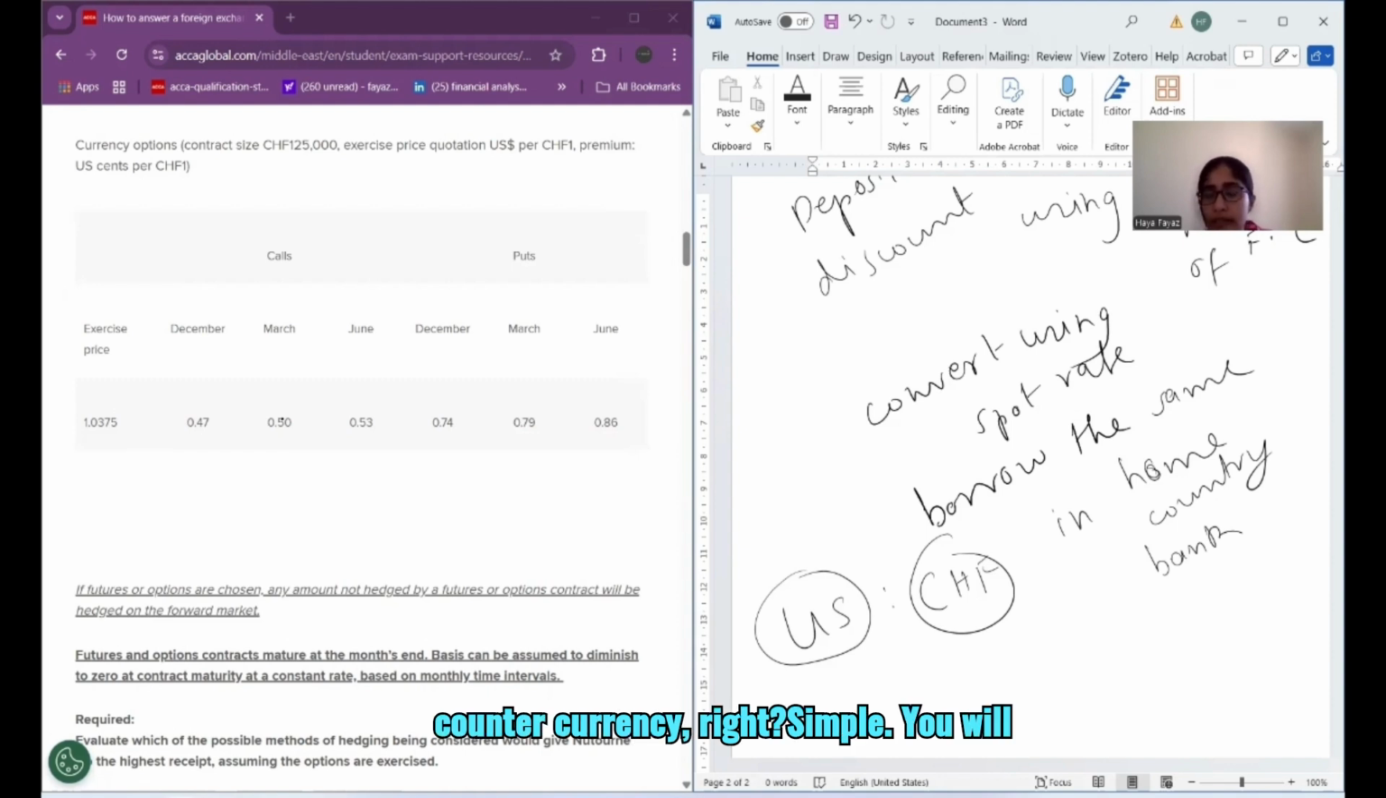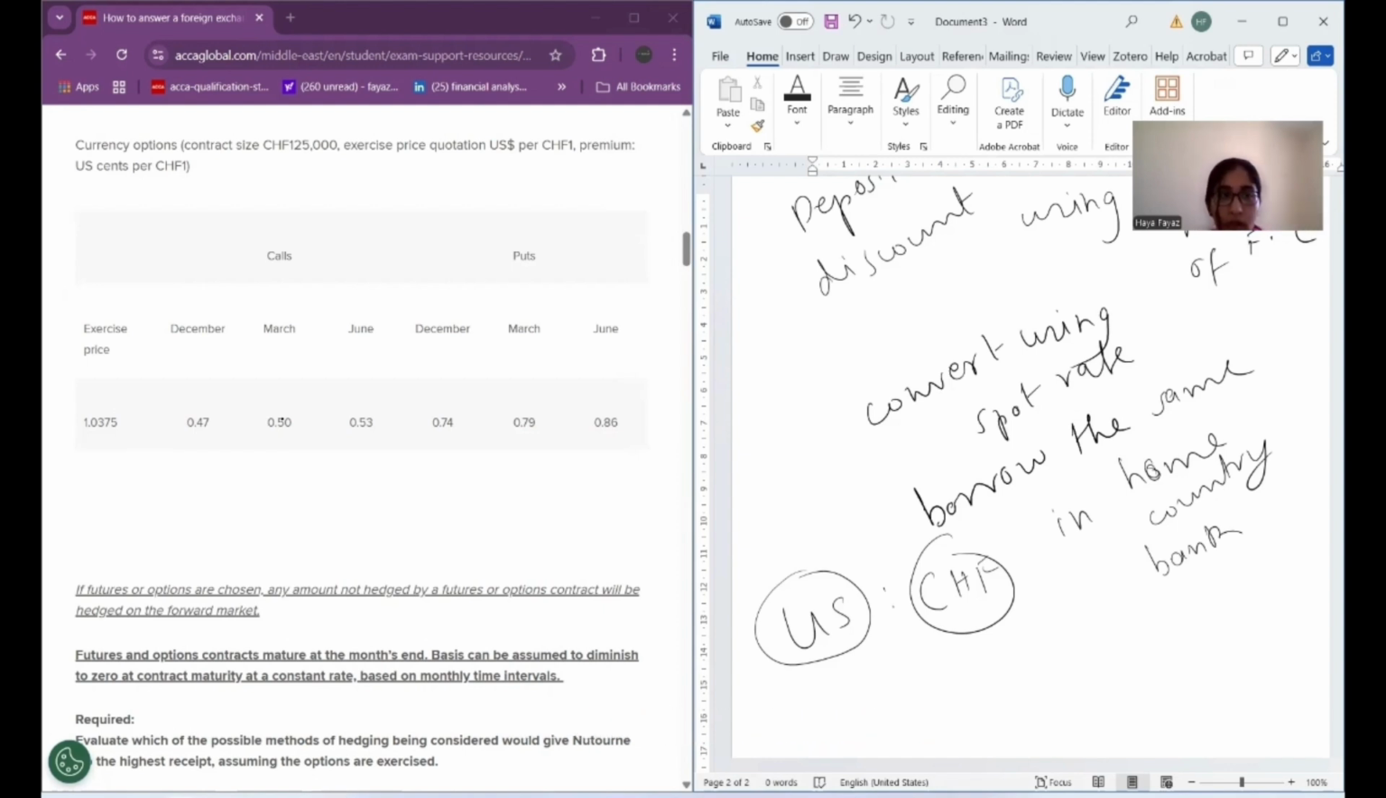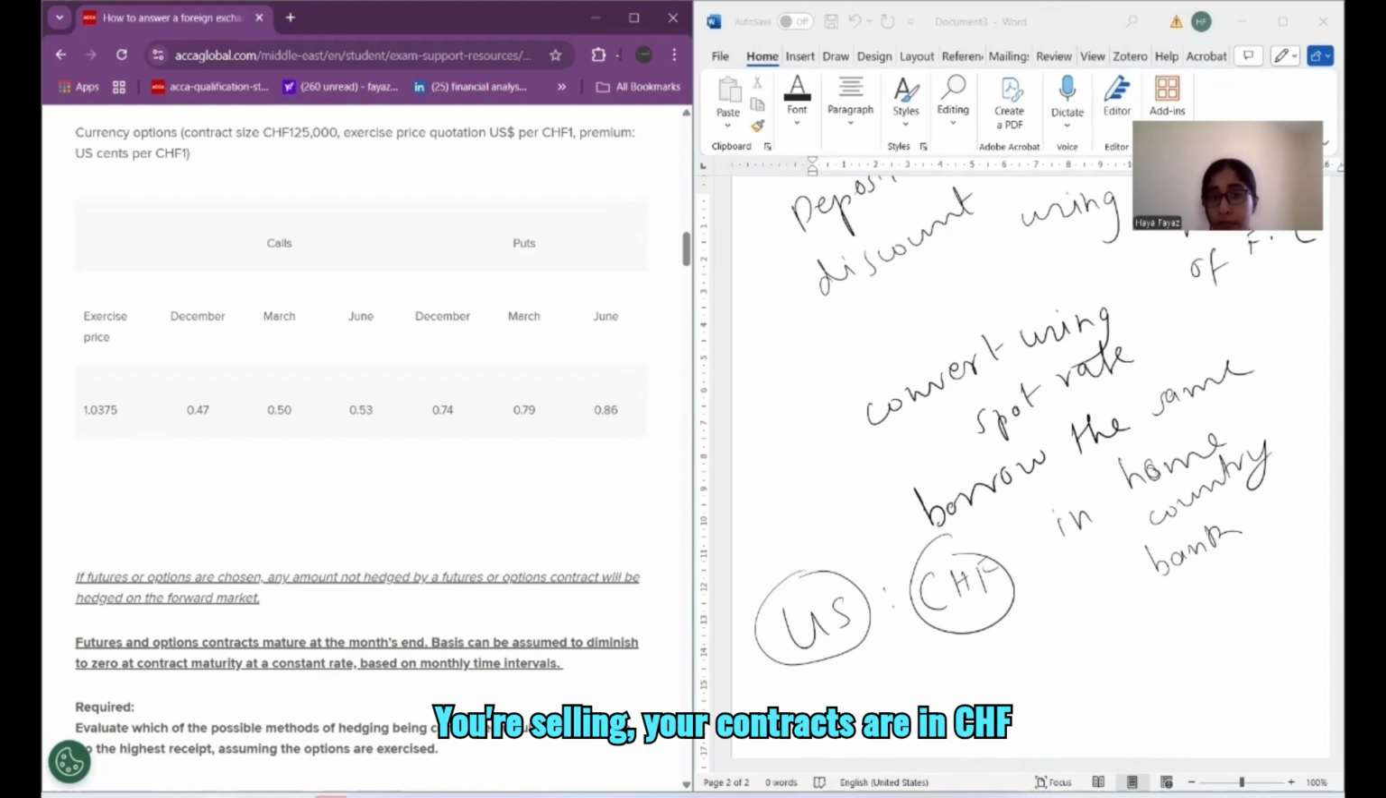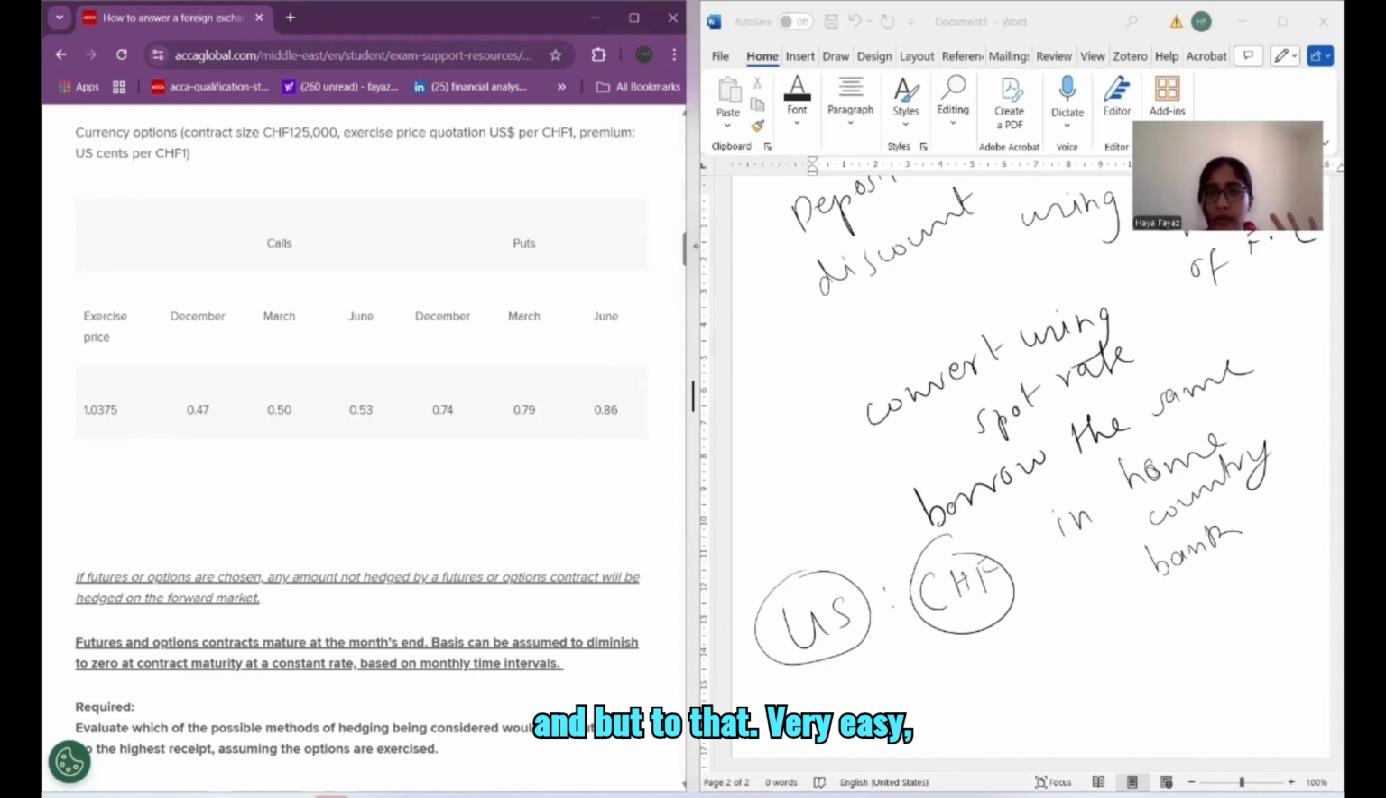You're selling the counter currency, simple. You'll take puts if you're selling the underlying currency, your CHF. As you can see here, your contracts are in CHF terms. You're going to sell those contracts because you don't want that. You want the US dollars. So therefore, clearly you'll take put. There's no if and but to that. Very easy.